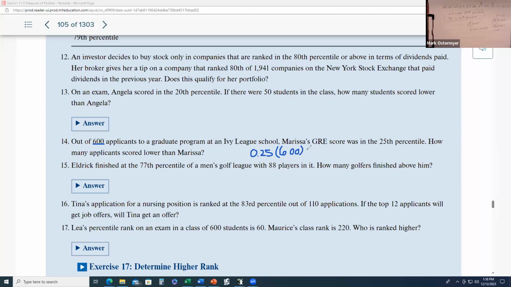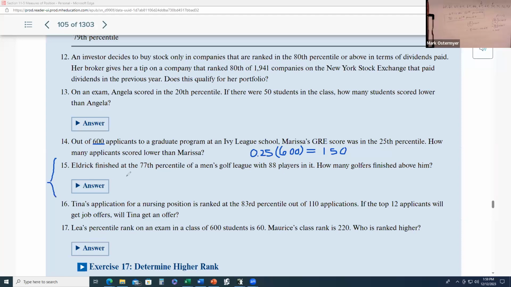And what's that going to be? Is that 150? I believe it is. So 150 applicants scored lower than your score. Make sense? That's to say you're in the 25th percentile. All right, now you do this for classwork number 2, number 15.